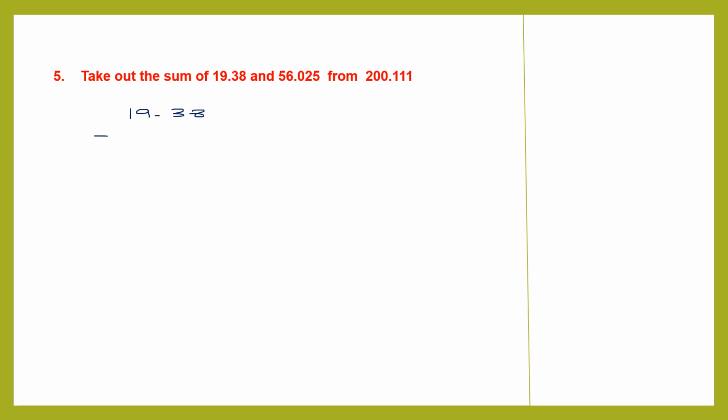19.38 plus 56.025. So we're going to add up these two decimal numbers. Let's write a 0 there to make it like decimals. Now let's do normal addition. 0 plus 5 is 5. 8 plus 2 is 10, carry 1. 3 plus 1 is 4. Then put the point. 9 plus 6 is 15, carry 1. 1 plus 1 is 2. 2 plus 5 is 7. So now we've got 75.405.